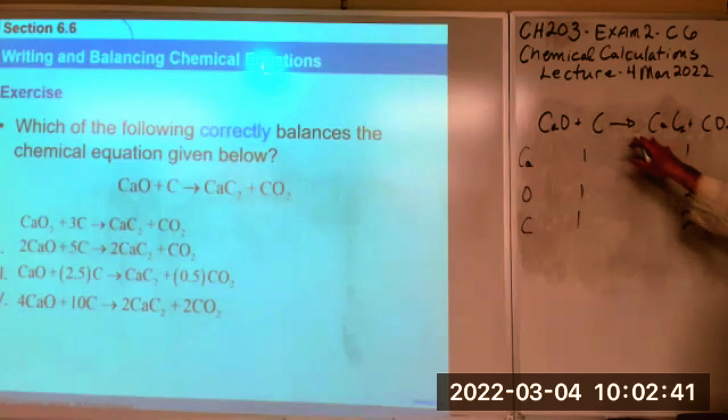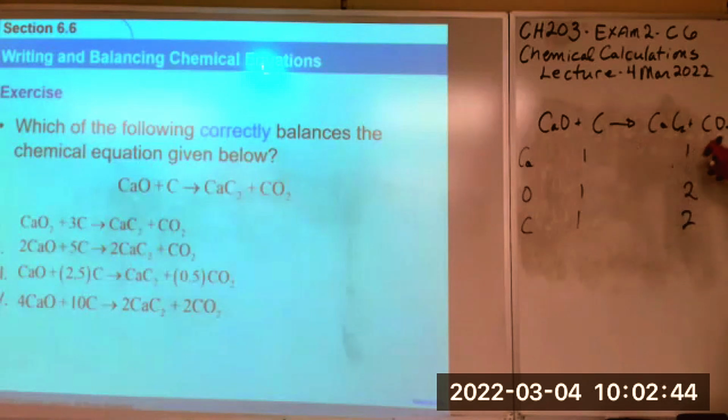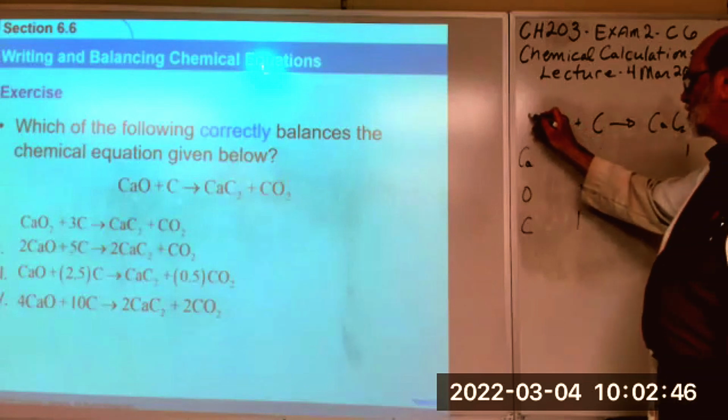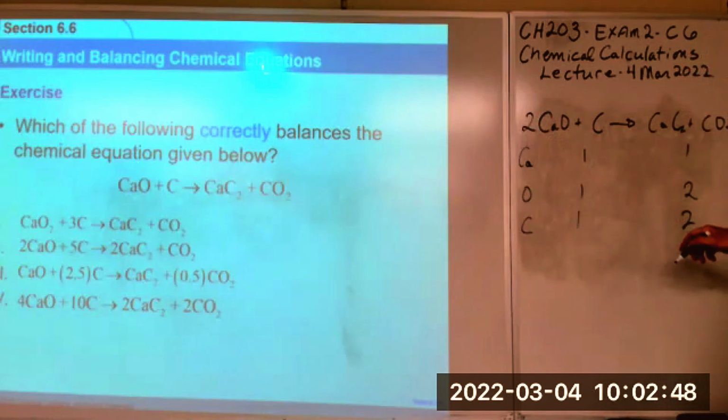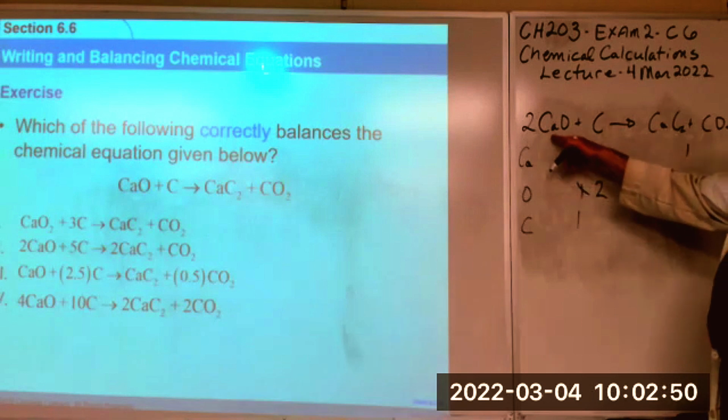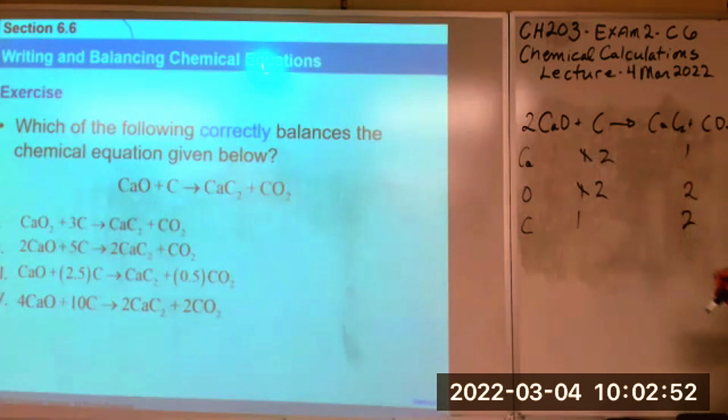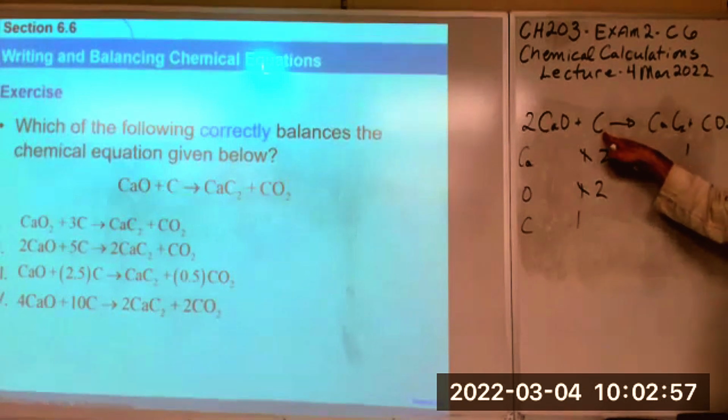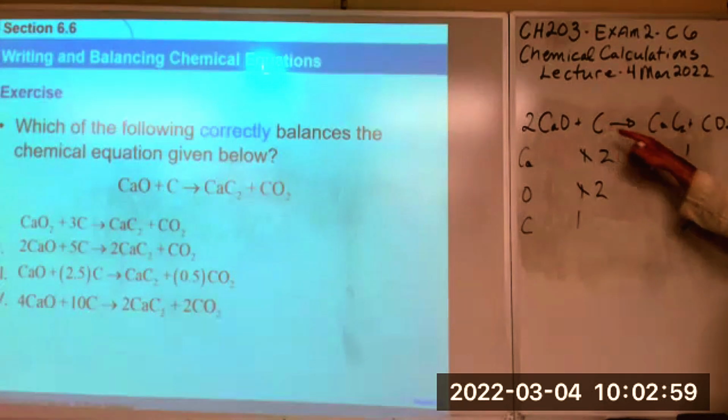Okay, so calciums are okay. What if we go to oxygen, say that one? 2 oxygens here, 2 oxygens here. Okay, so that gives us 2 oxygens here. It also changes the calciums to 2. Notice I'm keeping this one separate. I'm saving it for last.